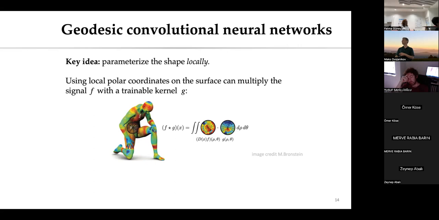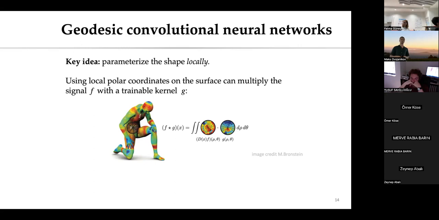And if we can do this locally, then I can take a signal that's defined on the surface. So this is my signal. And then I can multiply it with some learned kernel. This learned kernel is only a little patch that's defined in the neighborhood of X. And if I can do this locally, I can move this kernel around and basically mimic convolution on the surface. The patch is on the surface or against?